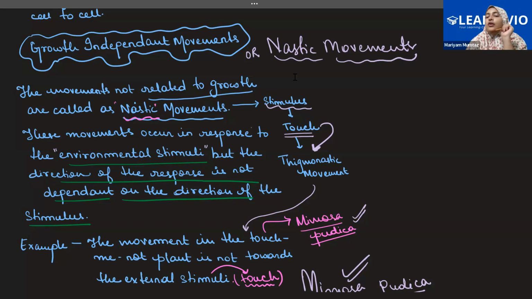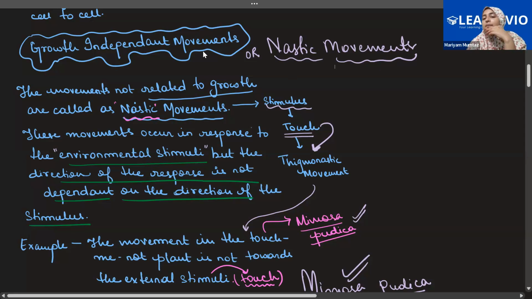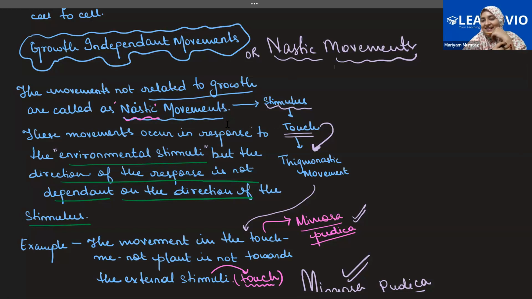Now, have you people heard about this thing, touch me not plant? Everyone has heard about it? So what happens when you touch a touch me not plant? It says touch me not, then why do you people touch it? Why do you people touch it? Okay, that I understand. But why do you touch it? It says touch me not. It clearly says, like, well, it's satisfying to touch it when it is crowded.